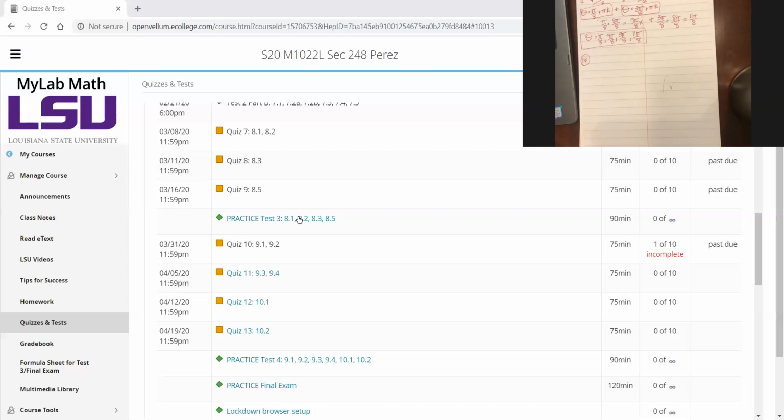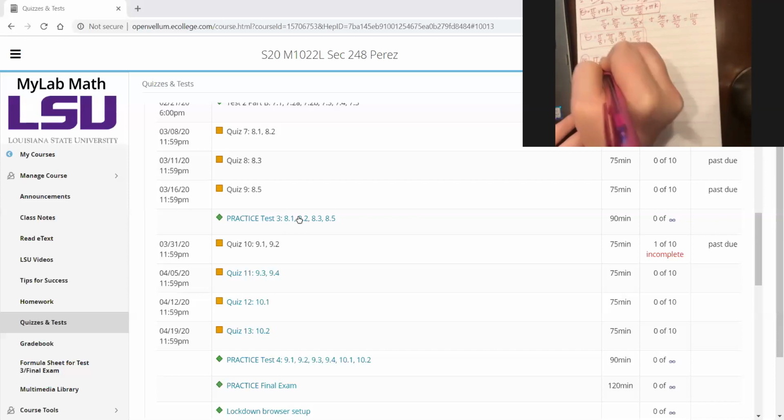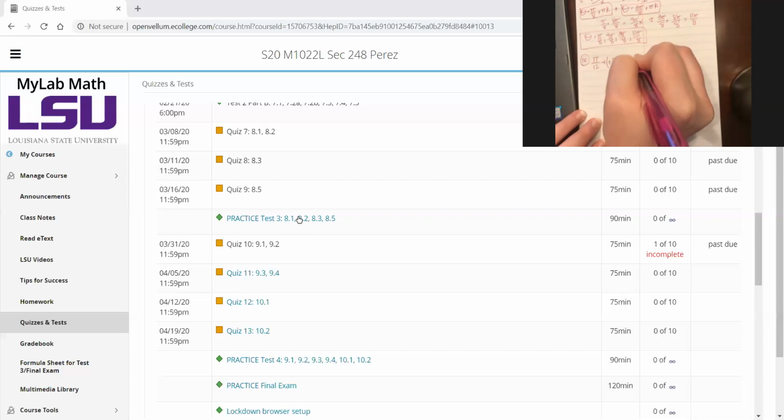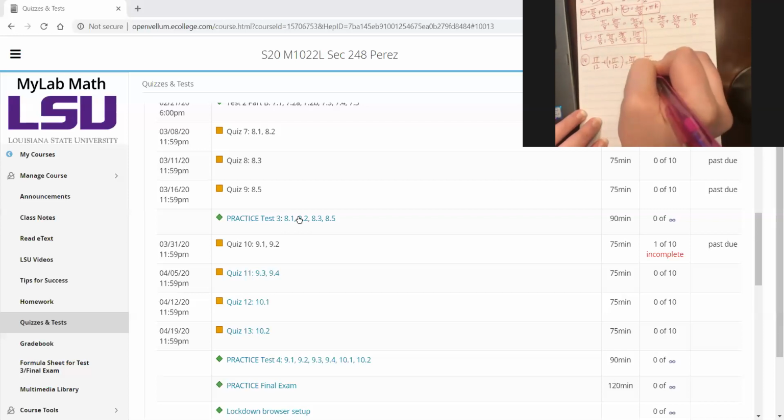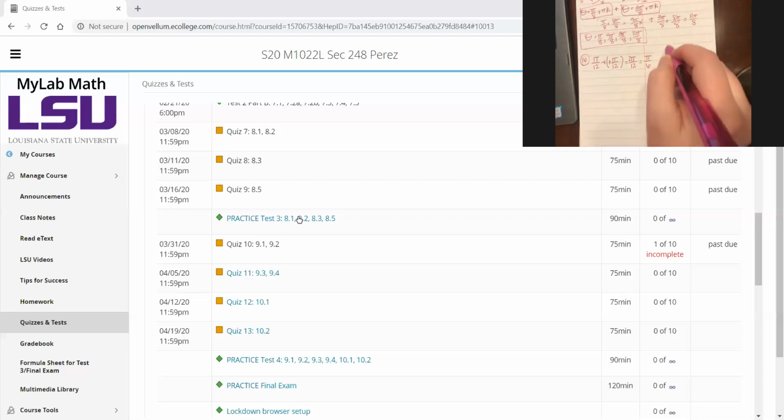So pi over 12 minus, let me write that for you, minus a negative becomes positive, right? So it'd be 2 pi over 12, which is the same thing as pi over 6. So right here, I know that it's going to be cosine of pi over 6. Right? So what is cosine of pi over 6? Using our perfect triangles, cosine is adjacent, which is square root of 3 over 2. So right here, you put in square root of 3 divided by 2. Oh, it wasn't too bad.